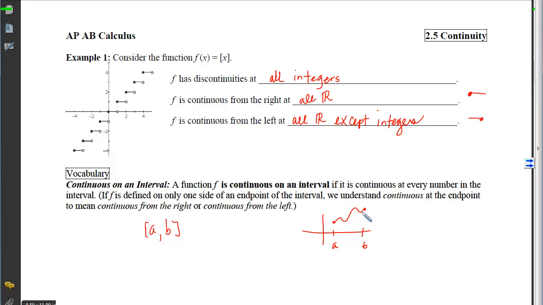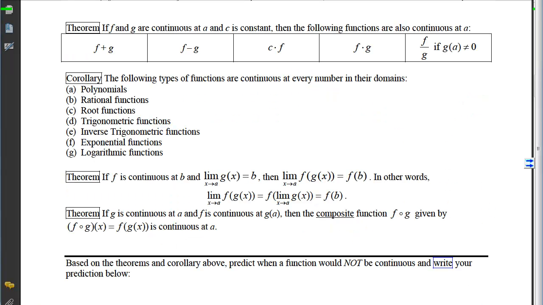Here on the right side I'm continuous from the left, and everywhere in between I don't pick up my pencil. So this function f would be continuous on the interval from a to b. So this leads us to a theorem that says if f and g are continuous at a and c is a constant, then we can create new functions that are also going to be continuous.